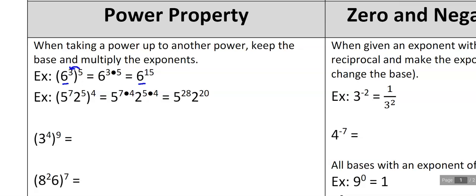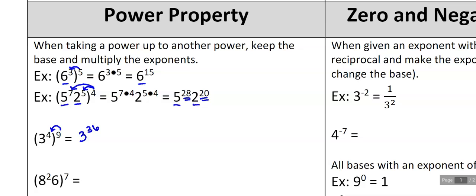If there are multiple bases and multiple exponents, you still treat it the same way. So we have a base of 5, so it's going to be a base of 5. We're going to multiply this outside exponent to every inside exponent. So 7 times 4 gives us 28. Then we have our base of 2. And then 4 times 5 gives us a new exponent of 20. So on this, we're going to multiply 9 times 4, and we'll get 3 to the 36.